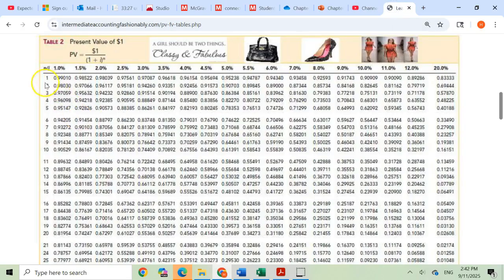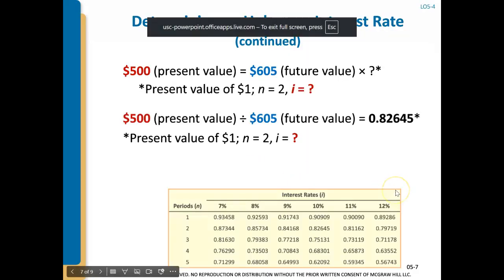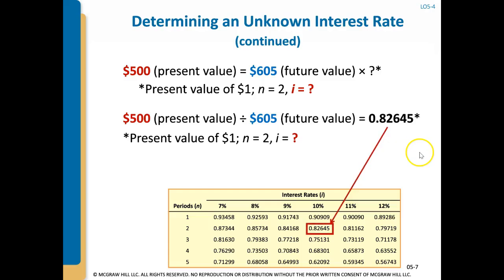So I'm going to go here to n equals 2, and I'm going to scroll until I see 0.82645. If you look at these factors, you can see that they're decreasing as the interest rate increases. And here I see 0.82645, and that gives me an interest rate of 10%. So in this way, I have figured out my missing component: my interest rate is 10%.